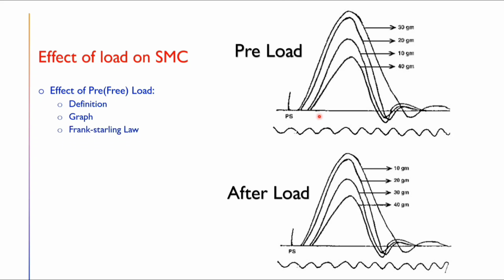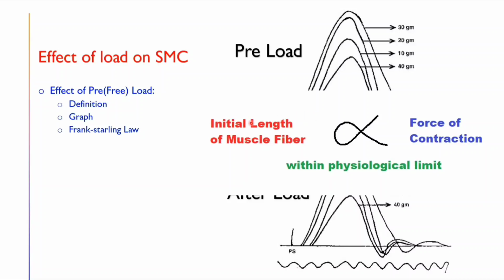Now what Frank-Starling law states is that the initial length of the muscle fiber is directly proportional to the force of contraction within physiological limit. This is the statement of Frank-Starling law. Again, remember, initial length of the muscle fiber is directly proportional to the force of contraction within physiological limit. Now let us understand this statement. Initial length of the muscle fiber means the length of the muscle fiber before contraction is directly proportional to the force of contraction.